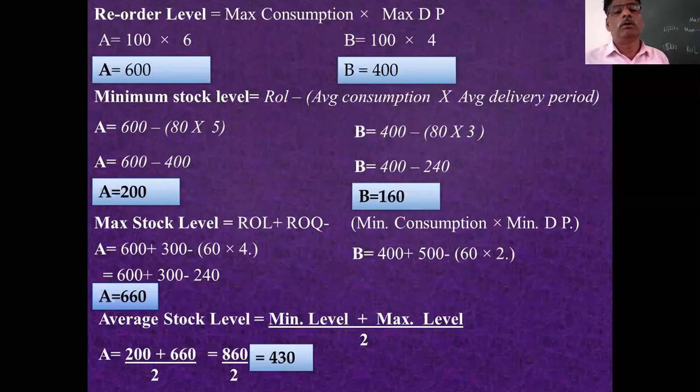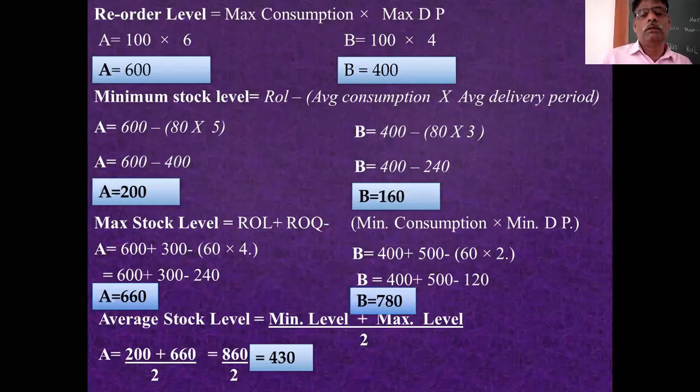Then maximum stock level is equal to, the equation is already given there. For B, ROL is 400, ROQ is 500, minimum consumption is 60 and minimum delivery period is 2. Then the total is 400 plus 500 minus 120. So the B maximum stock level is 780.